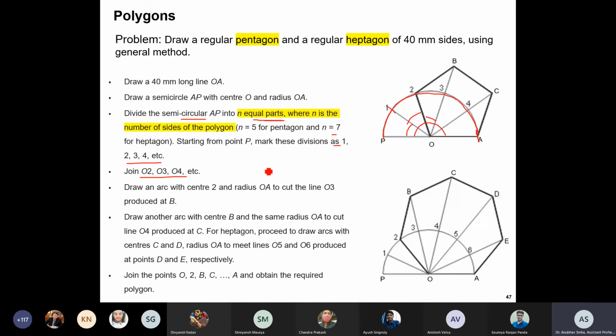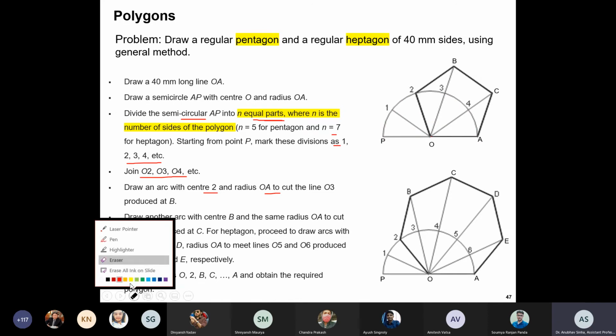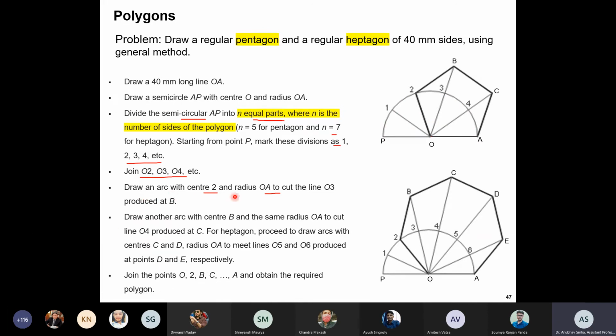Now join O, 2, 3, 4. So join these lines using a protractor. Draw an arc with center 2 and radius OA. Then draw an arc with center 2 and radius OA to cut the line O3 produced at B. So from center 2, you will take that radius and draw an arc which will cut at B. So this is your point B.